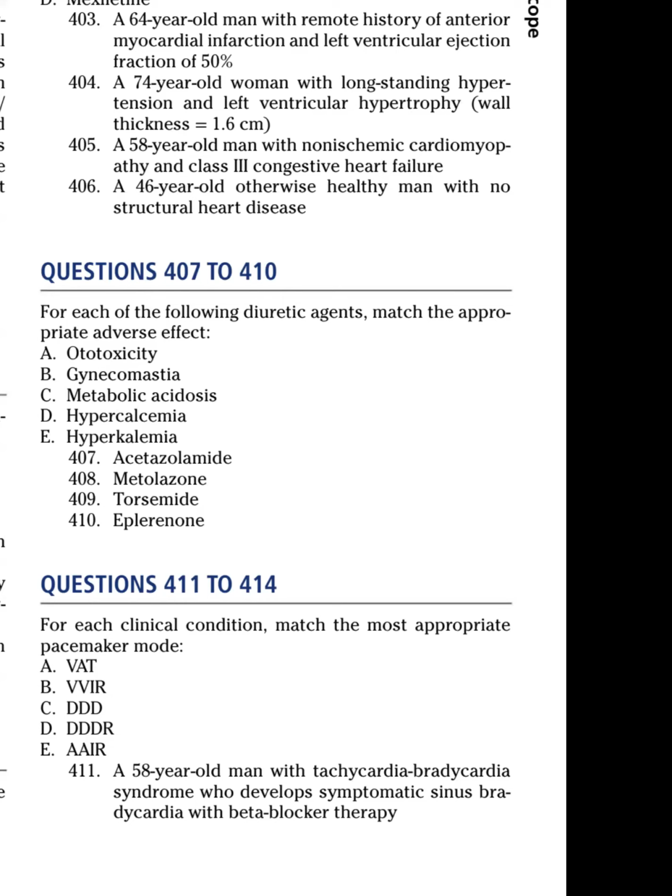For loop diuretics, we can all remember that it's common. So most act on the thick ascending limb of Henle, and it blocks the sodium potassium chloride co-transporter. For thiazide-like diuretics, their action is to block sodium chloride at the distal convoluted tubule. So that's where thiazide-like diuretics work.